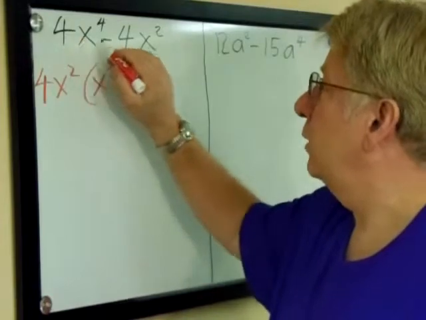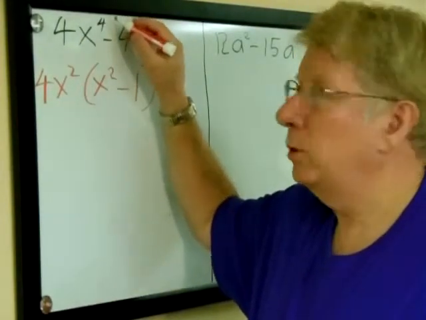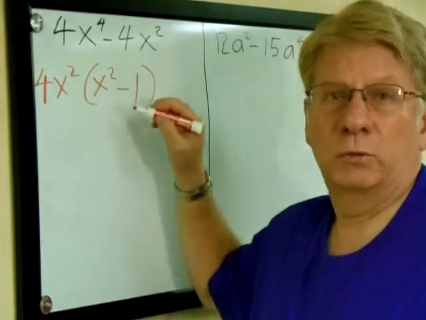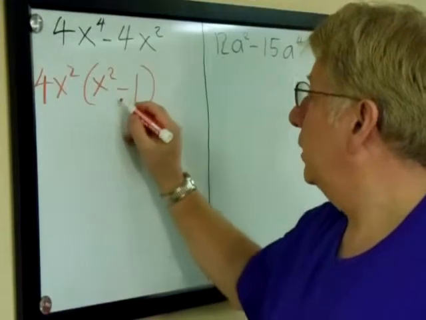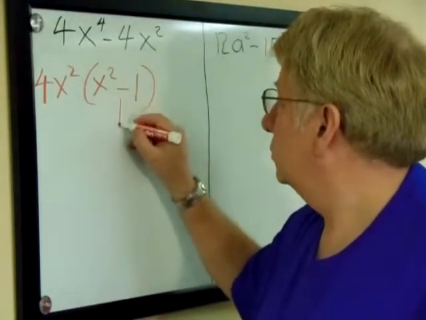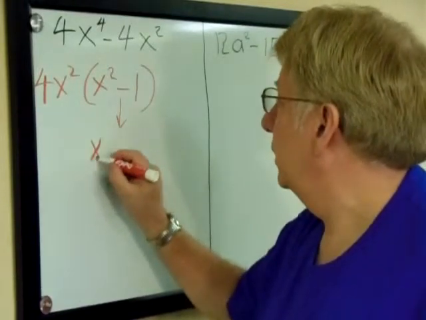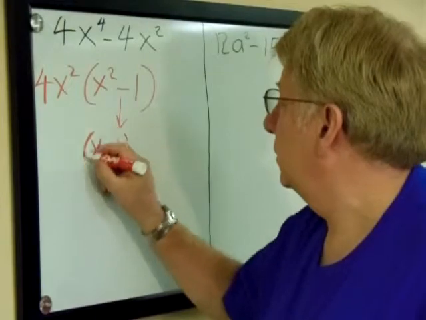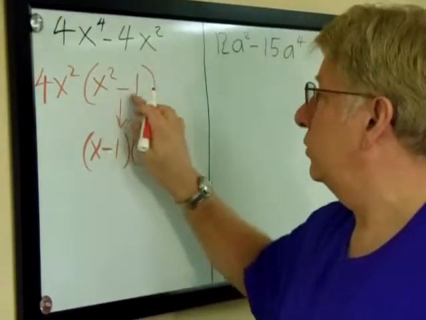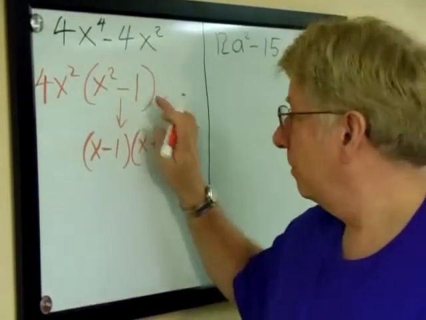Now, when I divided the 4x to the fourth by 4x squared, you're just subtracting the two exponents. The exponent 4 minus the exponent of 2 leaves you with x squared. Okay, now I have a special case, x squared minus 1. So that I can further separate as x minus 1 times x plus 1. Because this is a difference of squares, x times x and 1 times 1.